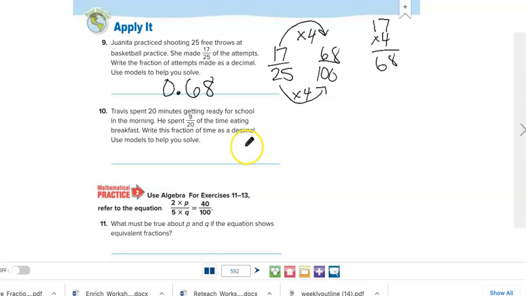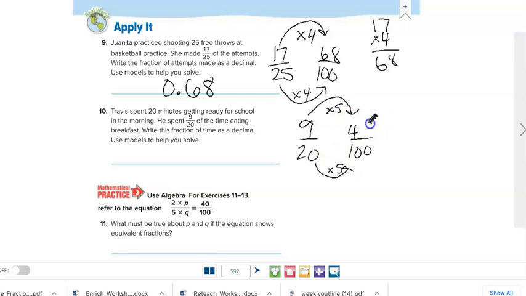Travis spent 20 minutes getting ready for school in the morning. He spent 9 out of the 20 minutes of time eating breakfast. Write this fraction as a decimal. So again, I could get this to 10 by dividing it in half, but then I would have to divide 9 in half, and essentially I would get a fraction within a fraction. So instead, I'll go to 100 by multiplying this times 5. Whatever I do to the bottom, I have to do to the top. So 9 times 5 is 45. I have 45 hundredths, or 0.45.